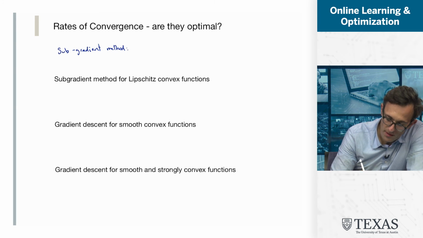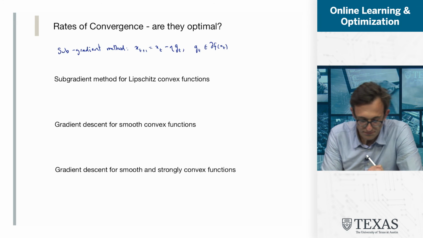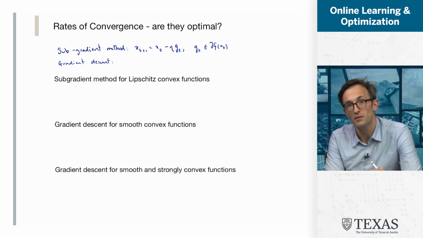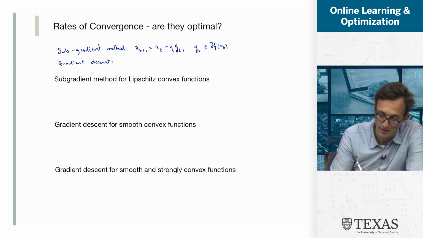The algorithm updates x_t to x_{t+1} equal to x_t minus our step size times g_t, where g_t is an element of the subdifferential of f at x_t. And gradient descent is essentially doing the same thing, except the subdifferential for a differentiable function contains just one element, which is equal to the gradient.